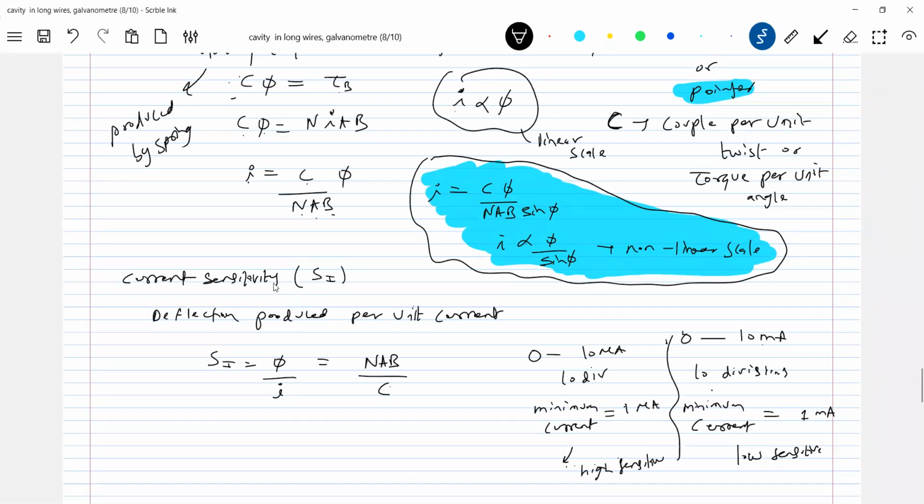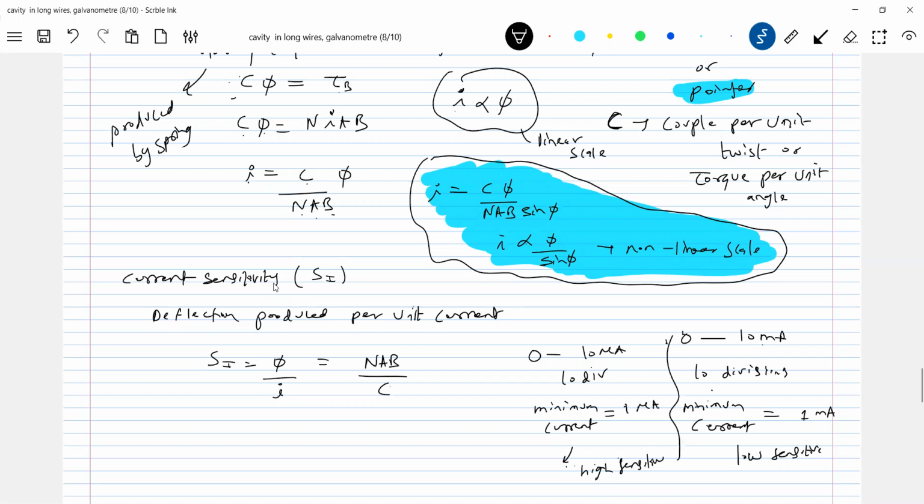So how to increase current sensitivity? By increasing the number of turns. If you increase the number of turns, the size will increase. So the number of turns can be increased only to a certain limit. Then what is another mechanism? By increasing area. If you increase area, the size of the galvanometer increases. So this is not suggestible, no?